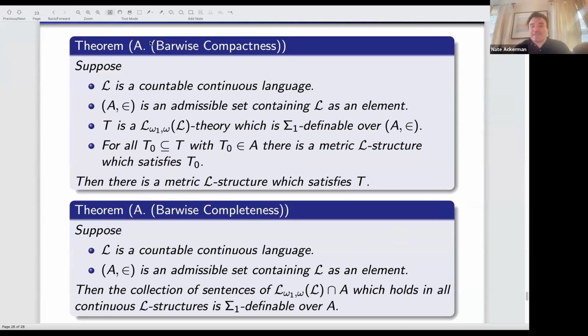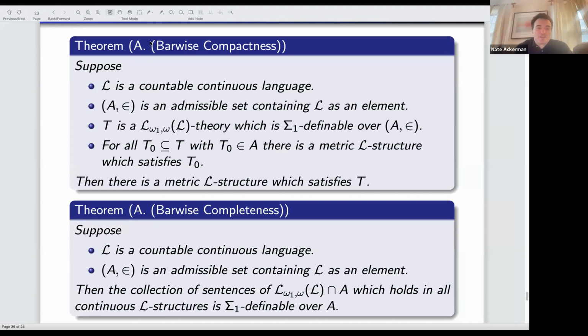Likewise, we have Barwise compactness theorem. If we have any admissible set A and any theory T in continuous logic which is Sigma 1 definable over the admissible set, such that for every subset of T contained in A there's a metric structure which satisfies it, then there's a metric structure which satisfies the complete theory. So an exact analog of Barwise compactness, but for continuous structures.